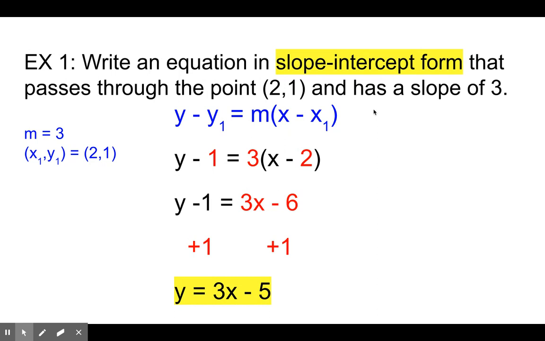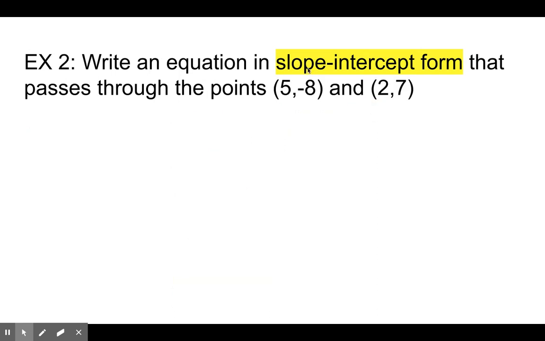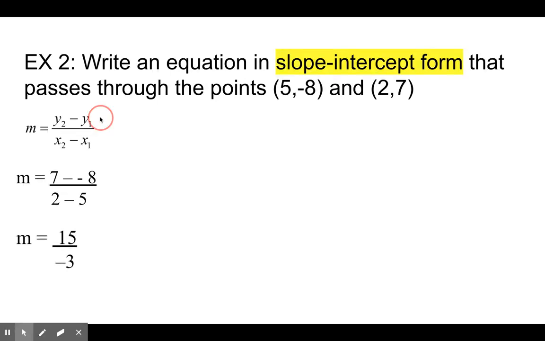Take a look at another example. This time we want to write it again in slope-intercept form, but it passes through (5, negative 8) and (2, 7). So this time we don't have our slope, so we are going to need to find our m. So we're going to remind ourselves of the slope formula, plug in our x and y values in the correct places, simplify, and we should end up with our slope is negative 5.